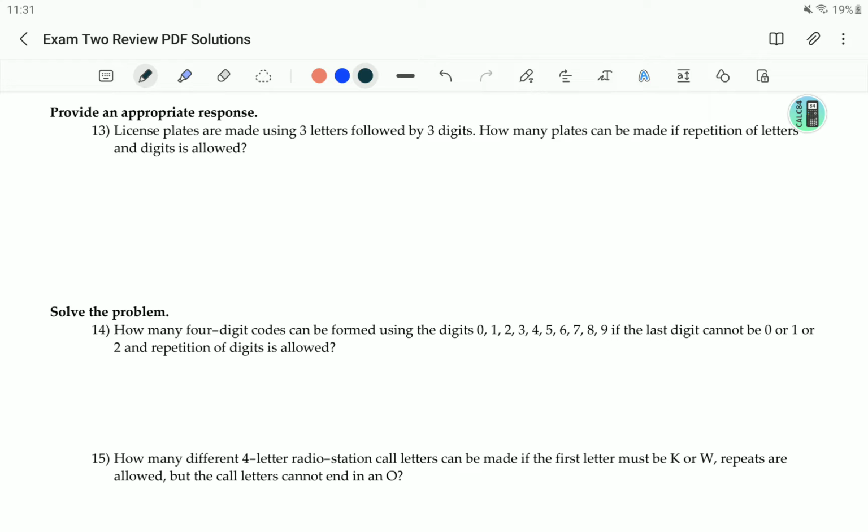So number 13 says, provide an appropriate response. License plates are made with 3 letters followed by 3 digits. How many plates can be made if repetition of letters and digits is allowed? All right. So 3 letters, right? L1, L2, L3. Followed by 3 digits. Let's put that in blue. Digit 1, digit 2, digit 3.